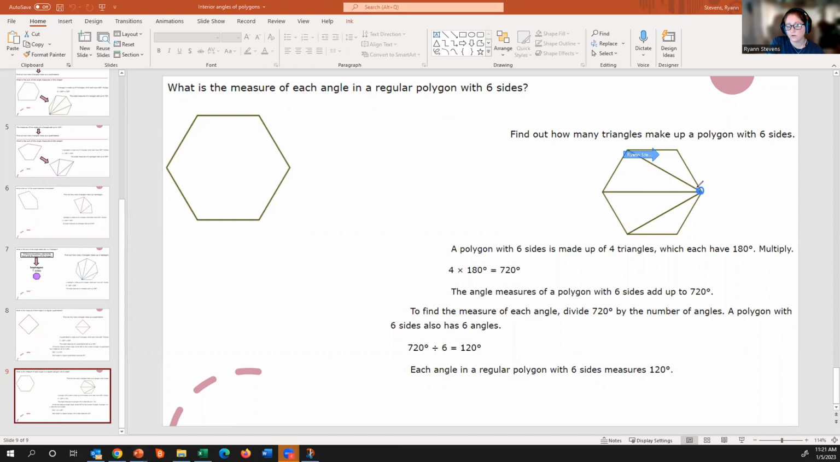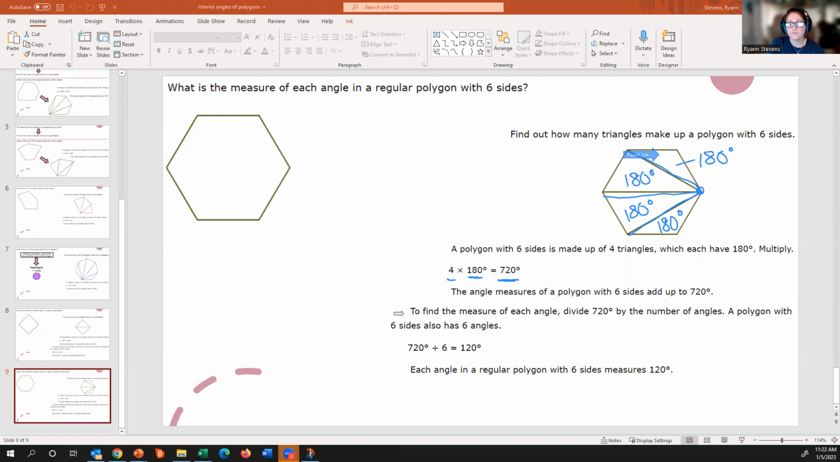So again, we're going to draw our triangles here. This is going to add up to be 180 degrees. This one is going to add to 180 degrees, 180 degrees here, and the last one is 180 degrees as well. So a polygon with 6 sides is made up of 4 triangles with each of their angle measures of those triangles adding to be 180 per triangle. So we're going to take 4 and multiply by 180. We're going to get a total of 720 degrees. So all of the angles are going to add to 720 degrees.